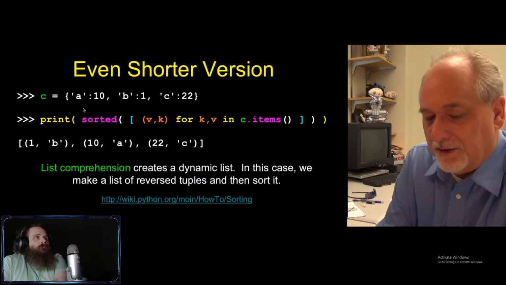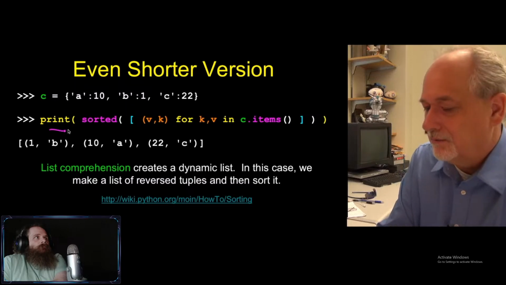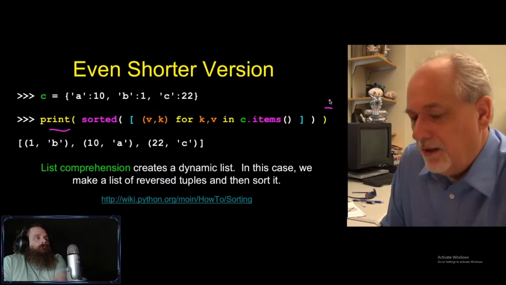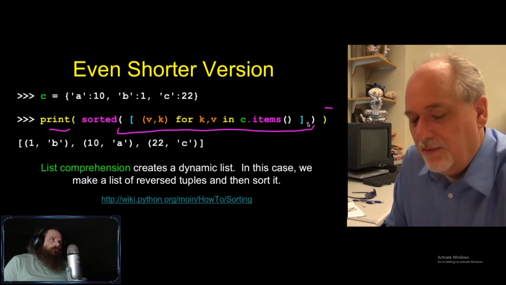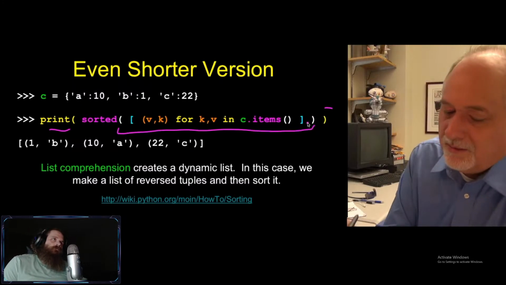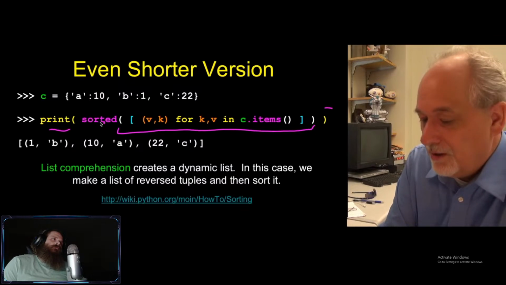So let's take a look at this. We're going to collapse this down. We have a print, and that parenthesis is the end of the print. And then we have sorted, and remember that sorted takes as input a list, and returns us a list. So we'll print the return from sorted.